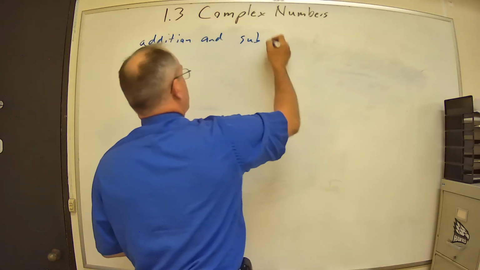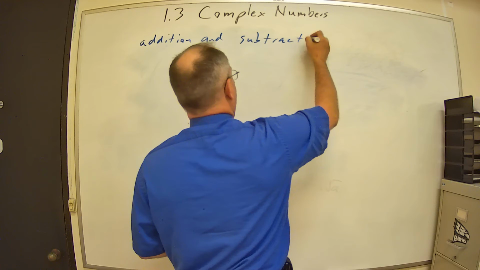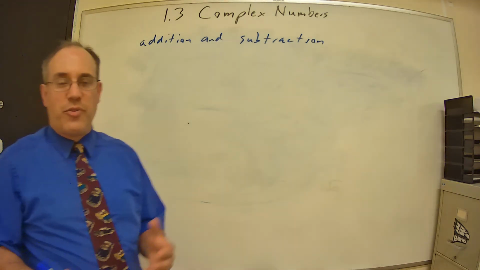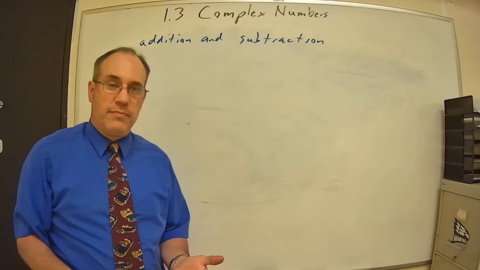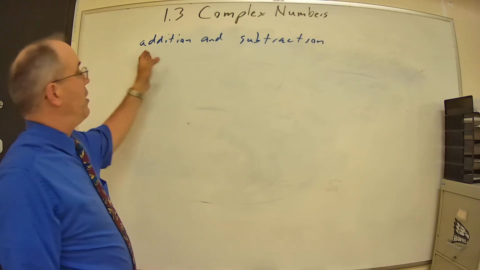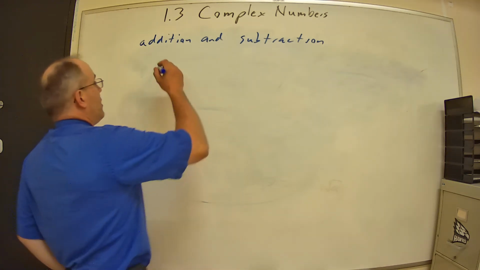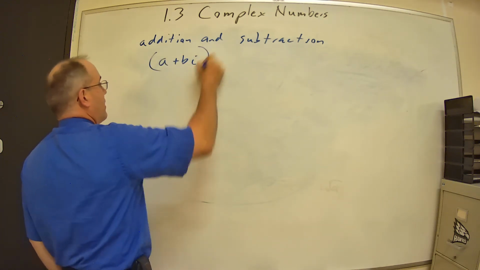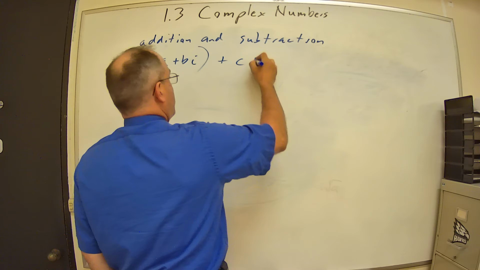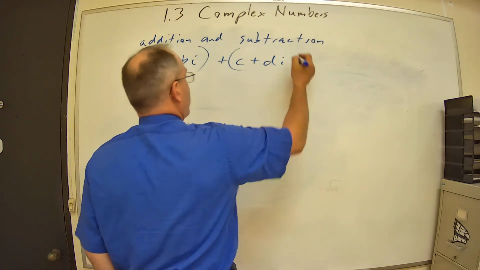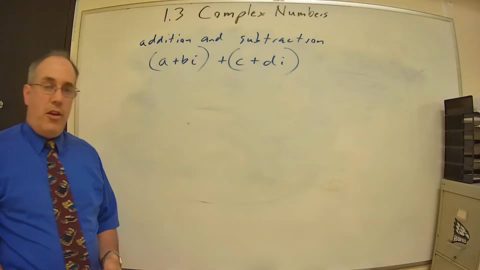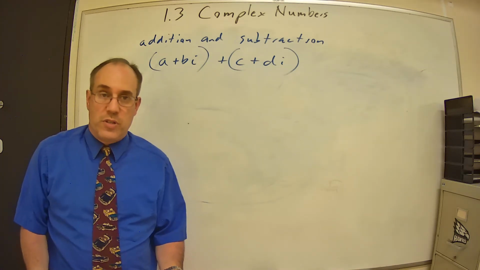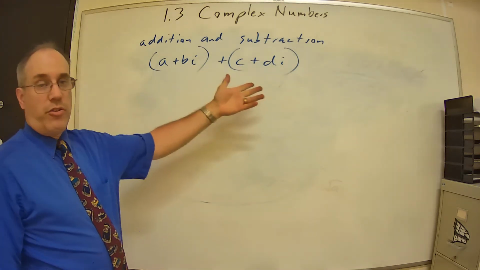And I'm going to put these both together at the same time instead of doing it separately because remember, addition and subtraction are really the same thing. So addition, subtraction, complex numbers. If I have a plus bi plus c plus di, we're going to treat this just like we did when we were adding polynomials. We're going to combine like terms.